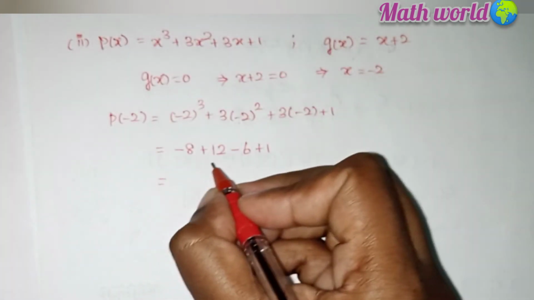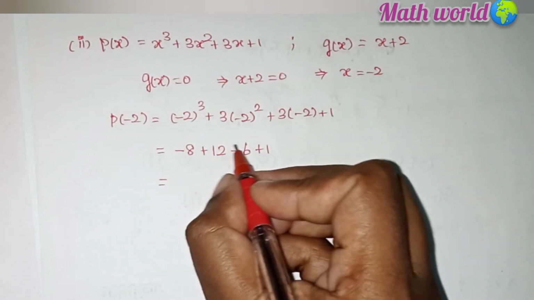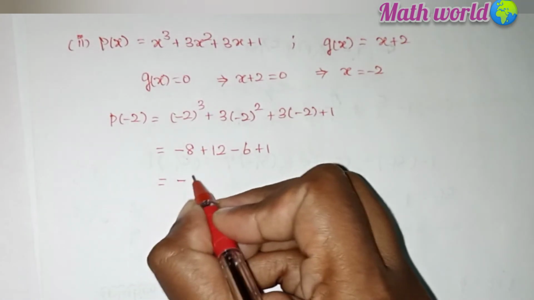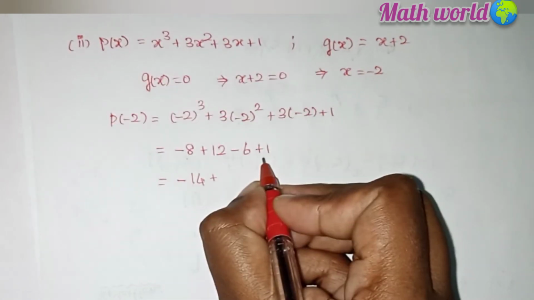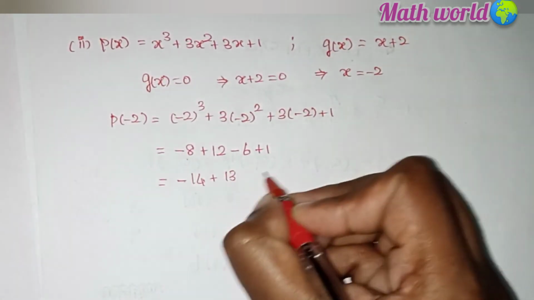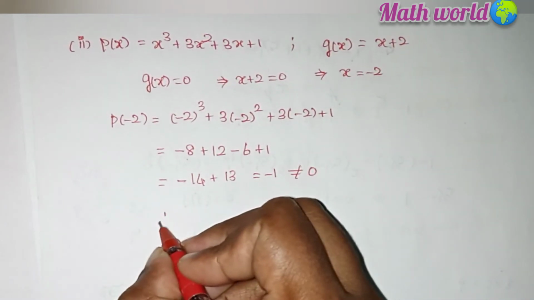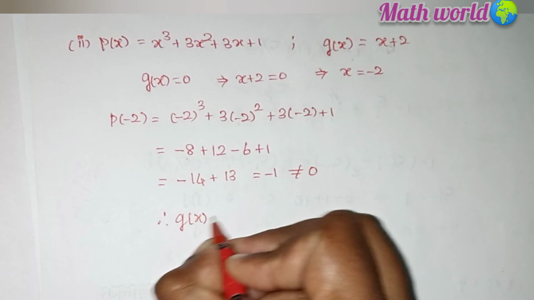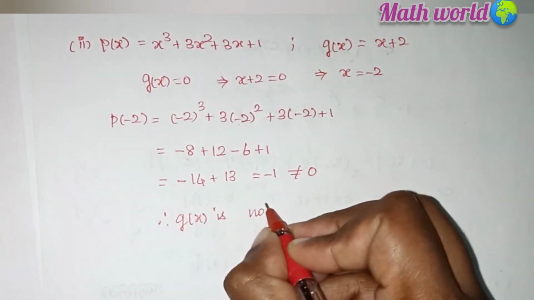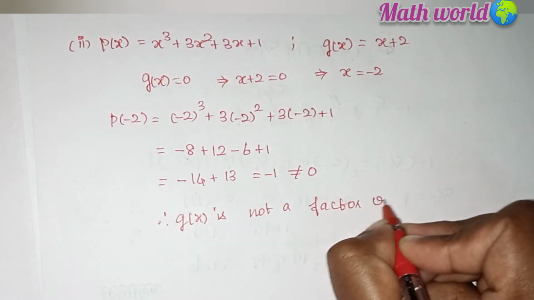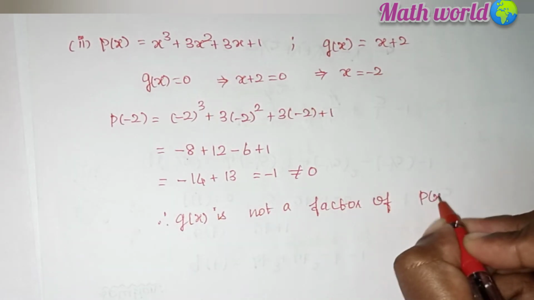So you can add all the negative values, and the same way add the positive values. So minus 8 minus 6 is minus 14, plus 12 plus 1 is 13. So the value becomes minus 1. It is not equal to 0. So you can tell that g of x is not a factor of p of x.